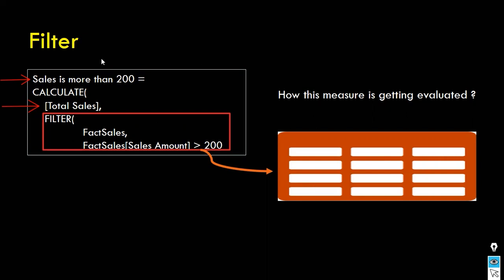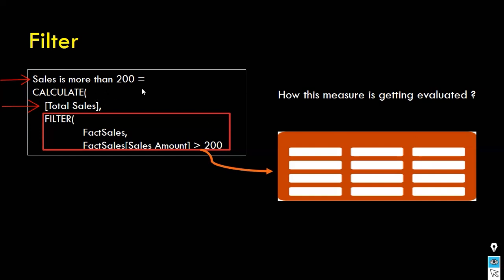So in the case of the filter function, what is going to happen? If I use a filter function, the DAX engine behind the scenes creates a calculated virtual table. And if you wrap the filter function inside CALCULATE, where the first argument is my expression, sum of sales, then it will apply the sum of sales on this virtual table. That's all, guys.